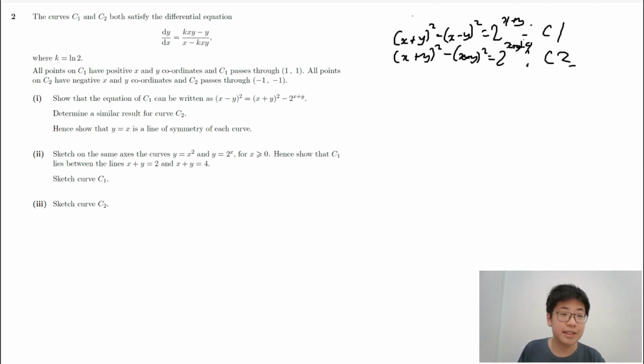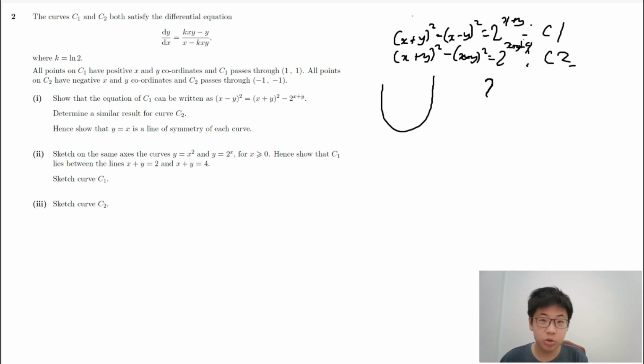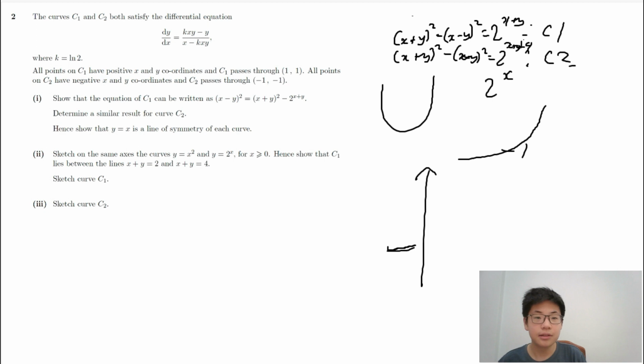Sketch on the same axis the curves y equals x squared and y equals 2 to the power of x. Now, we are going to sketch it on the graphic calculator. No, it's not going to be fun at all. Besides, we're not going to improve on our graph sketching abilities. Instead, we're just going to do it by hand. And you know x squared, it's a parabolic shape curving upwards. It's like this. And 2 to the power of x is an exponential curve cutting the y-axis at 1. So we are now going to plot some axes here.